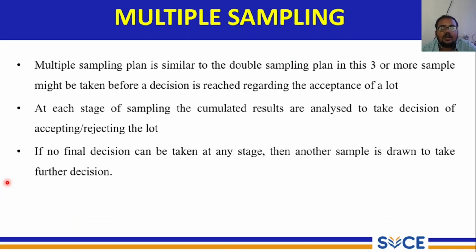The third type of sampling is your multiple sampling. Multiple sampling is almost similar to double sampling plan, but the only difference is that here you will be having 3 or more samples. Before you take a decision, you will go for 3 or more samples to check whether the lot can be accepted or not. And no final decision is taken at any stage. It's only at the end of the stage that you will take the final decision. It's not that at the first stage you will be taking the decision, nor at the second stage. If you're going to take 3 or more samples, then at the end of the sampling you will take the decision.